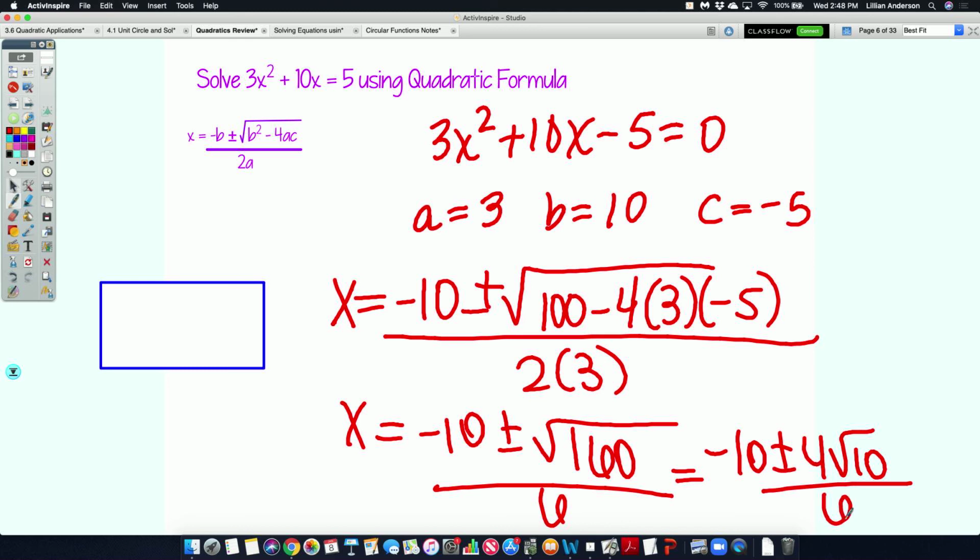Divide everything by 2, the coefficients. So your final answer is -5 plus or minus 2 square root of 10 all over 3. Yes. Good job.